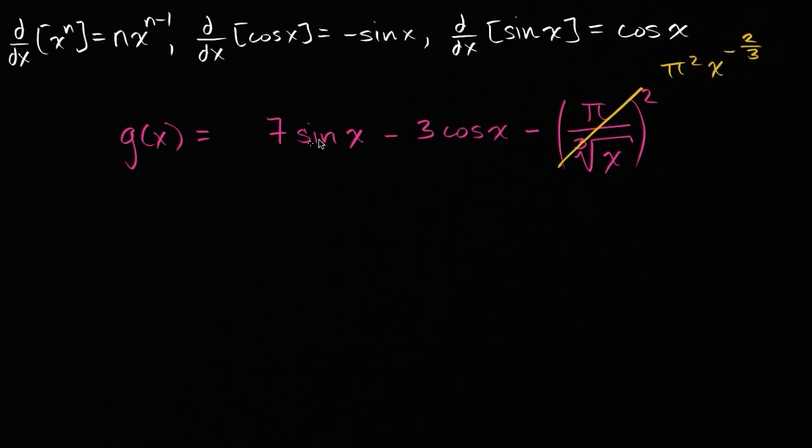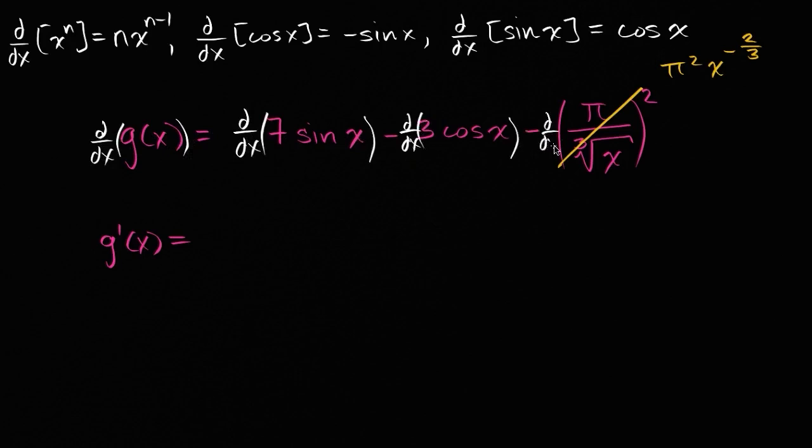So now let's take the derivative of each of these pieces of this expression. So we want to evaluate what g prime of x is. So g prime of x is going to be equal to, you could view it as a derivative with respect to x of 7 sine of x. So we can do the derivative operator on both sides here just to make it clear what we're doing. So we're going to apply it there, we're going to apply it there, and we're going to apply it there. So this is going to be 7 times the derivative of sine of x. So this is just going to be 7 times cosine of x.